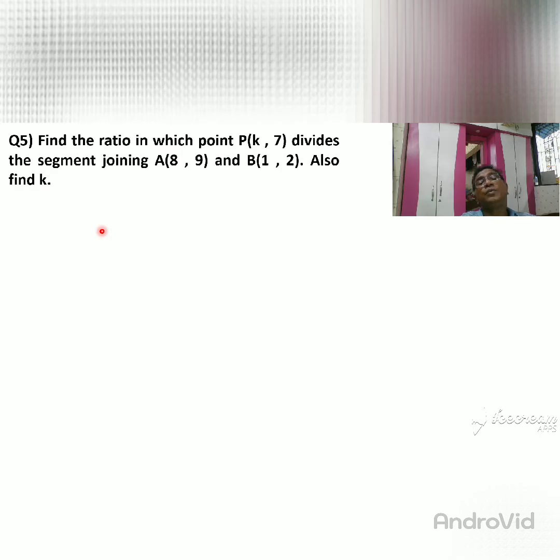Then we are going to learn problem number 5. Find the ratio in which point P, with coordinates k and 7, divides the segment AB. So the A value is given, x value is 8, y value is 9. B value is x value 1, y value 2. And P, x and y values k and 7. So you want to find the value of k. For understanding purposes we can draw the segment here. So see, this is the AB segment.